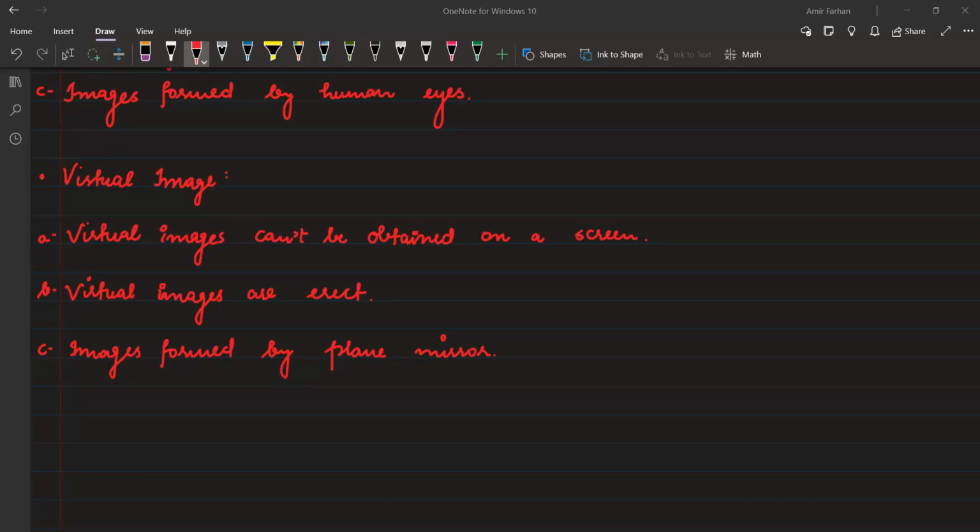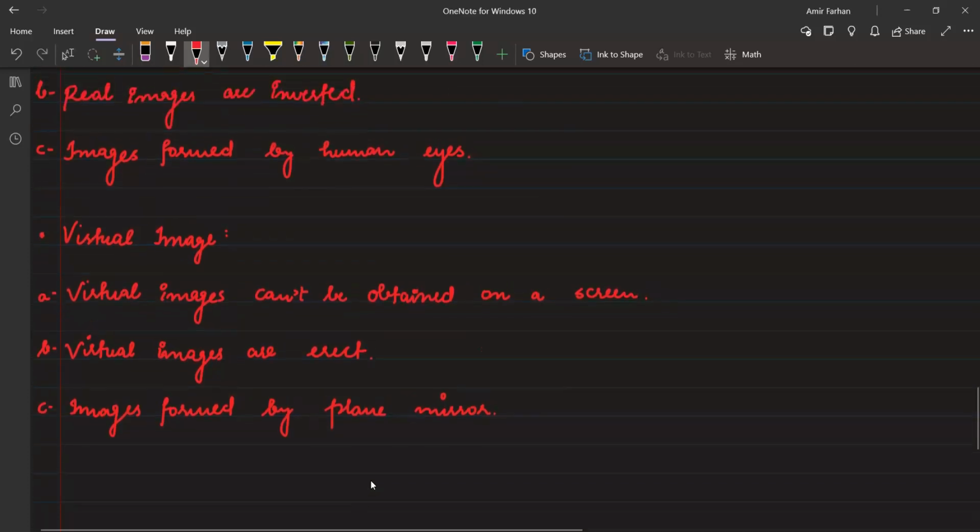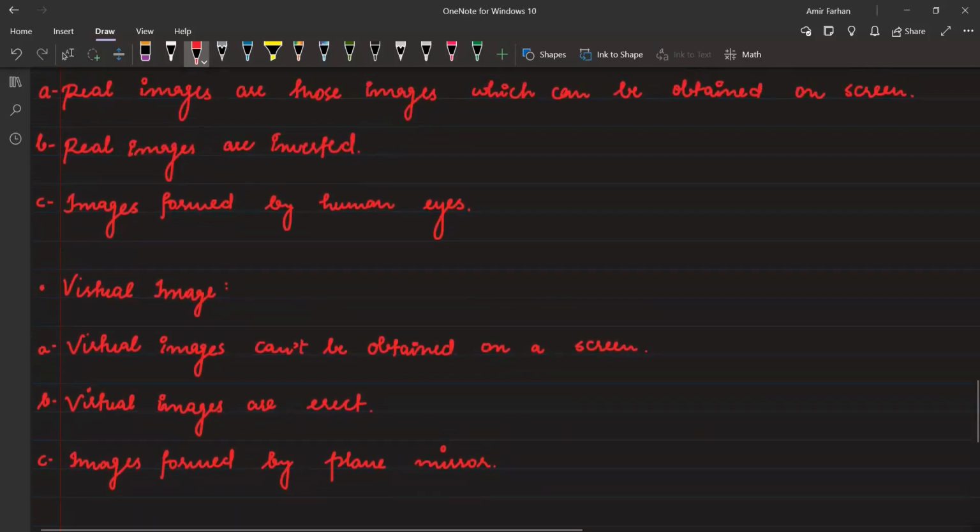Okay, I hope this is clear. That's good. Just write it down. So these are the concepts related to virtual images. Clear? Yes. Write it down.